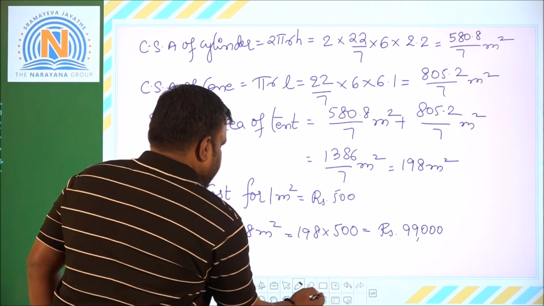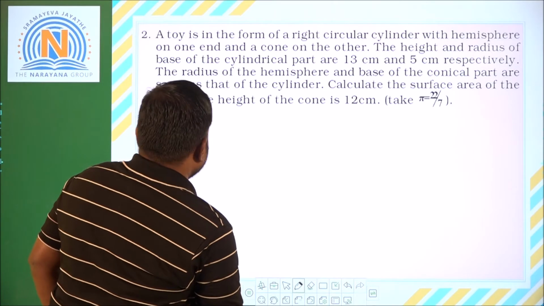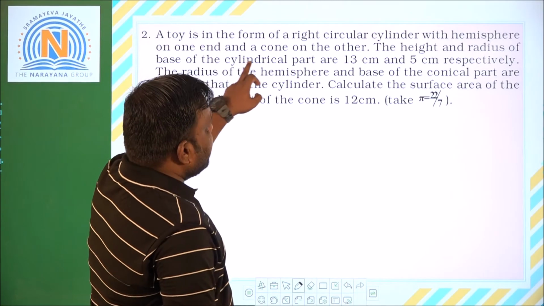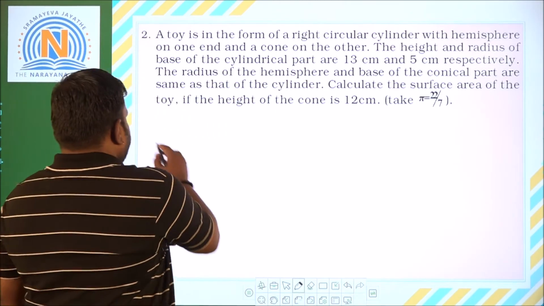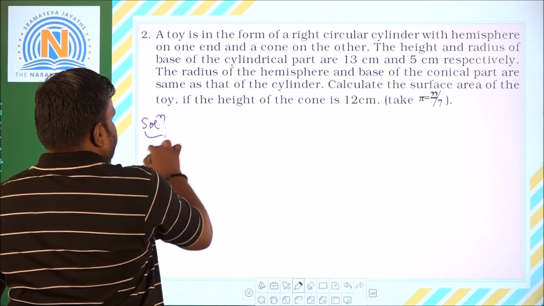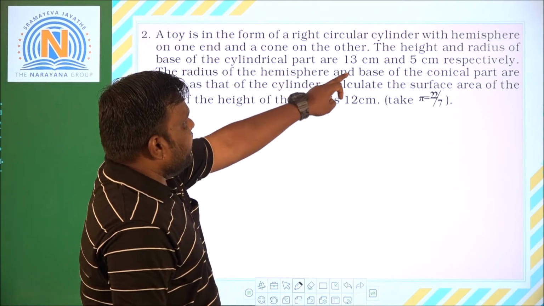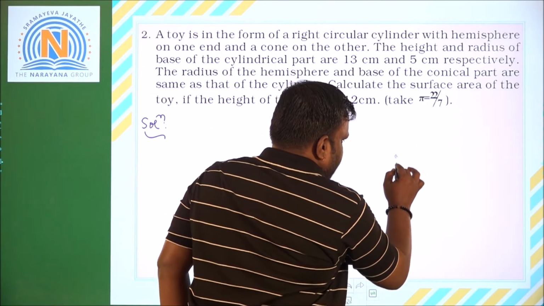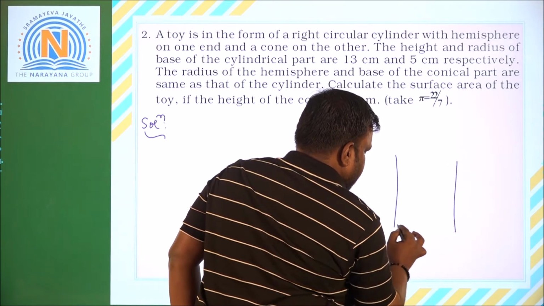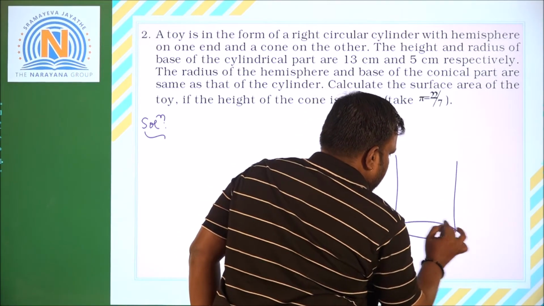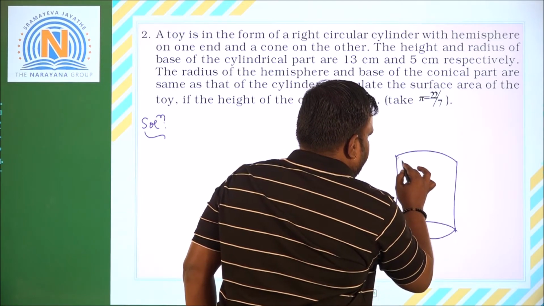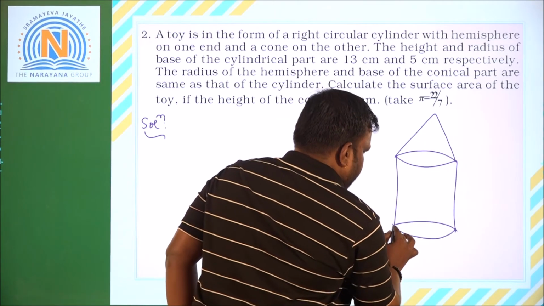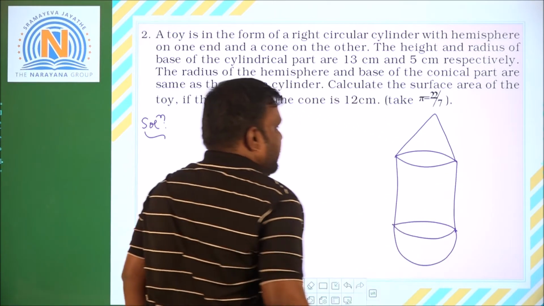Okay, now coming to the second question. So let us look at the second question here. A toy is in the form of a right circular cylinder with hemisphere on one end and a cone on the other end. Okay, first let us draw the figure for this, then we will do the calculation. See, this is the cylindrical part. On the cylindrical part, at one end we have a cone and at the other end we have a hemisphere. So let us take this as cone and here is the hemisphere structure.